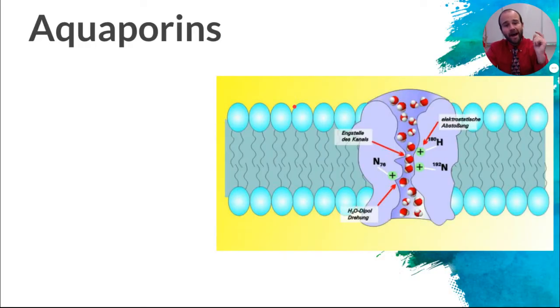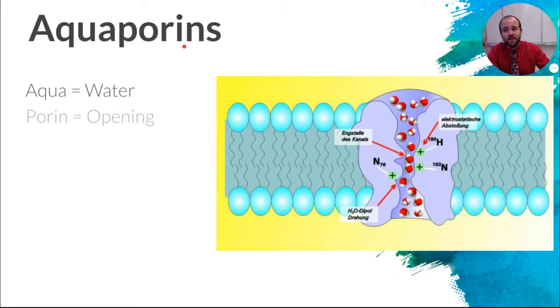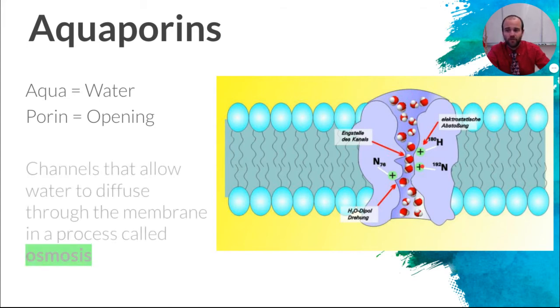So I said, how come water can make it through so easily? Your cells are chock full of little proteins called aquaporins. Now let's think about that word, aquaporin. Well, aqua is going to mean water, and a pore, like the pores in your skin, are openings. So aquaporin, water opening. These are proteins that allow water to flow through.